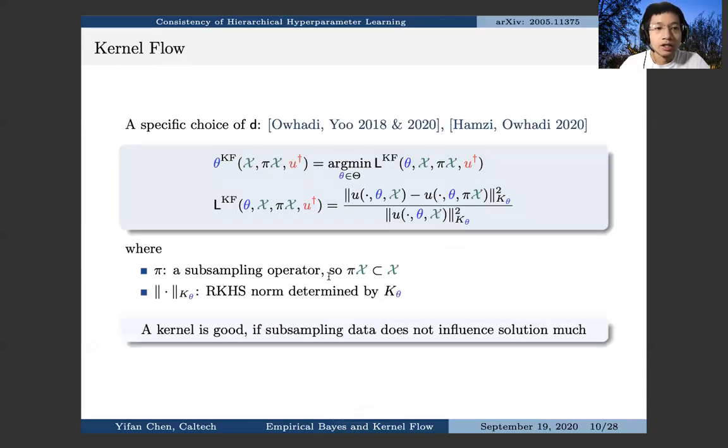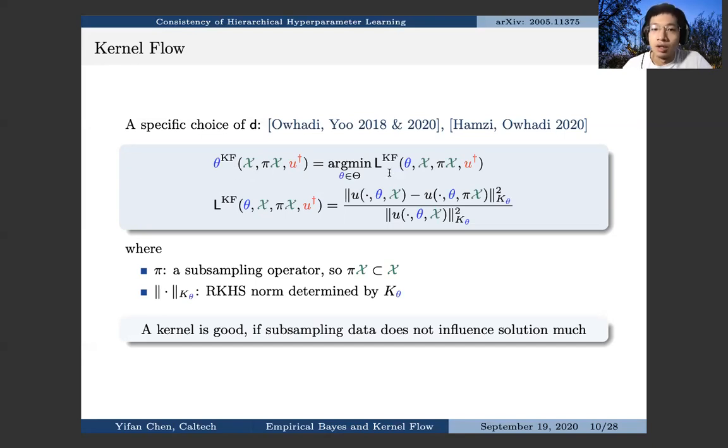Here, we are especially interested in a specific choice of D, and that originated from the work of kernel flow by Owhadi and Yoo in 2018. They have some extensions of this method to training neural networks layer by layer in 2020. Also recently, Hamzi and Owhadi used this method to do dynamical system learning. The KF estimator is given as follows.